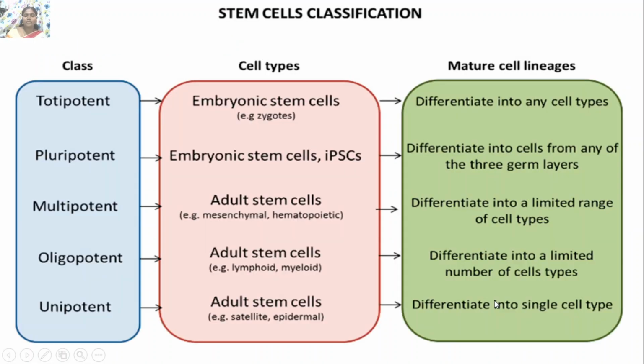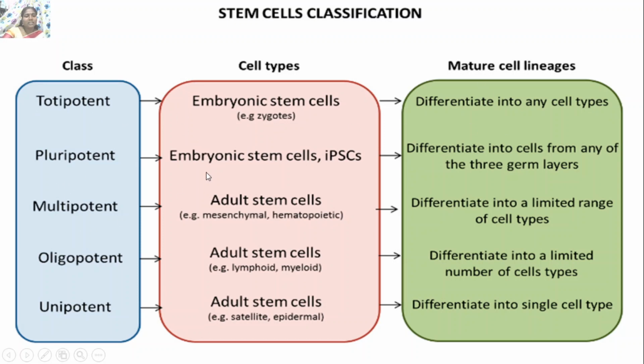These are the different types of stem cells. We'll define what are the totipotent, pluripotent, multipotent, oligopotent and unipotent stem cells. First one, totipotent stem cells. They are present in the embryonic stem cells, in zygotes. They differentiate into any cell types, so we call them totipotent. They show the phenomenon of totipotency.